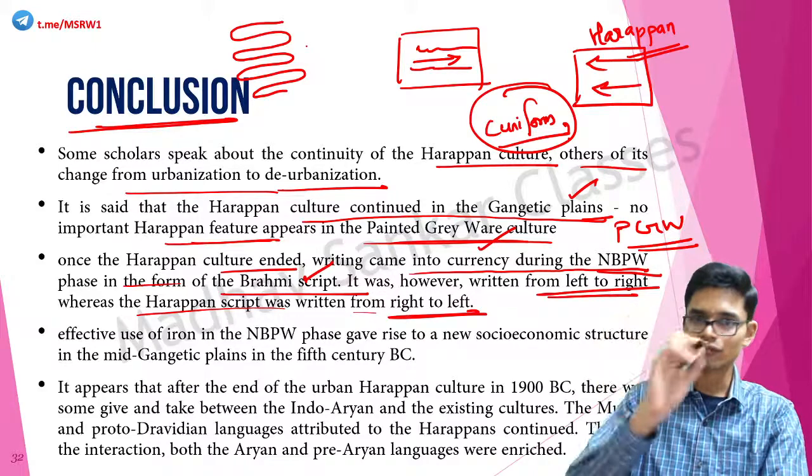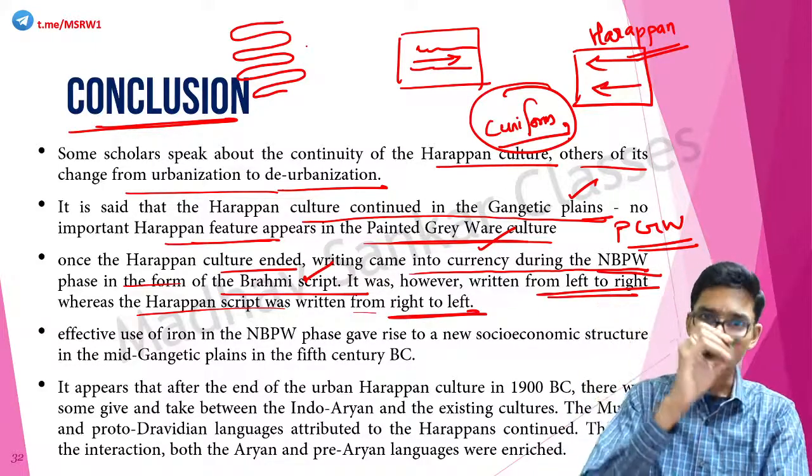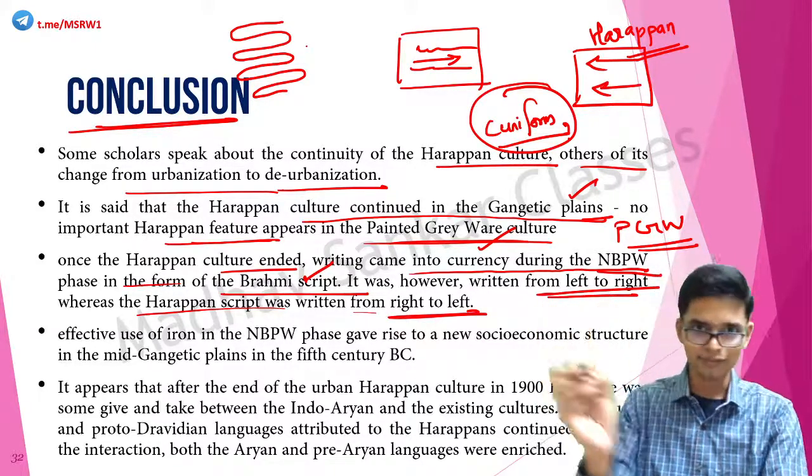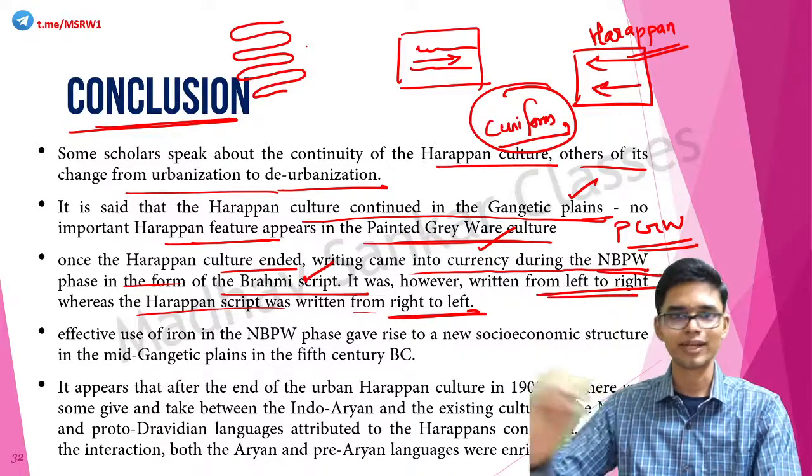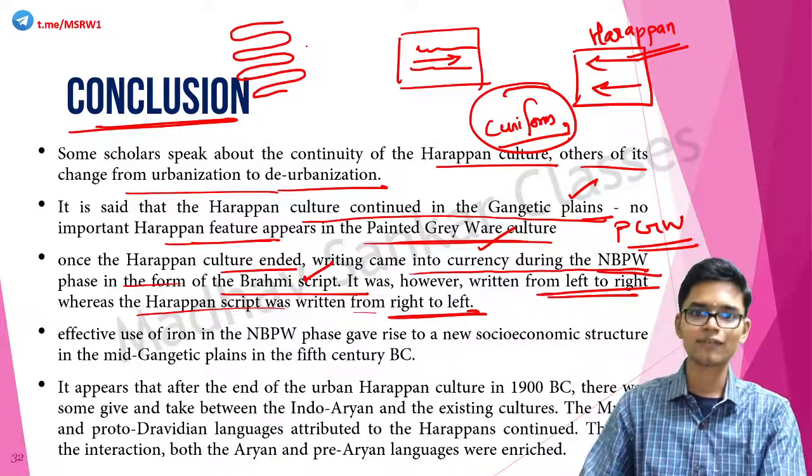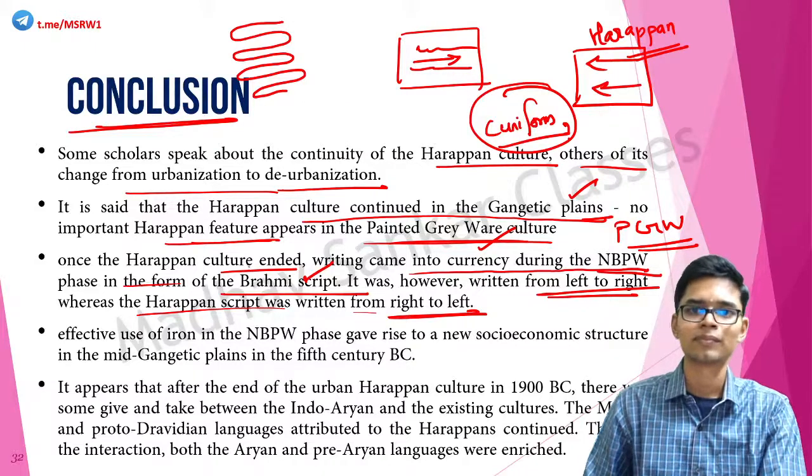Understood? In one row, you will write from left to right. In the next one, from right to left. Then again from left to right. Then again from right to left. And so on. That kind of writing is known as cuneiform writing.